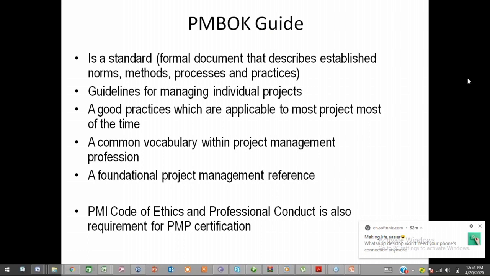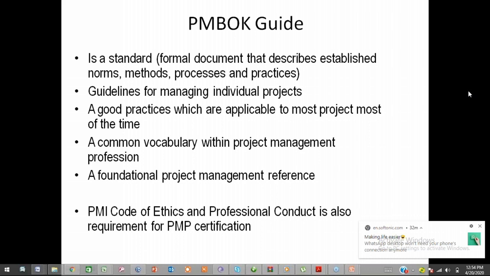The PMBOK Guide is a standard. It's a formal document that describes established norms, methods, processes, and practices. Norms. When you talk about norms, we believe you understand what norms means. Norms are also beliefs. The standard is a document that describes established, believed norms.